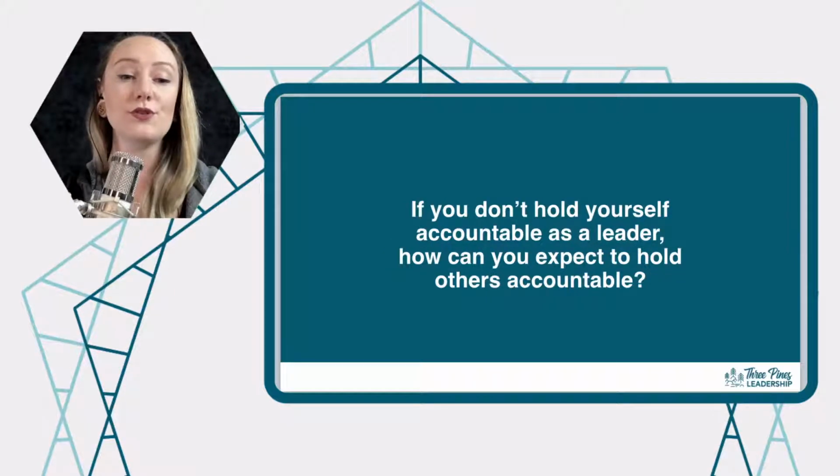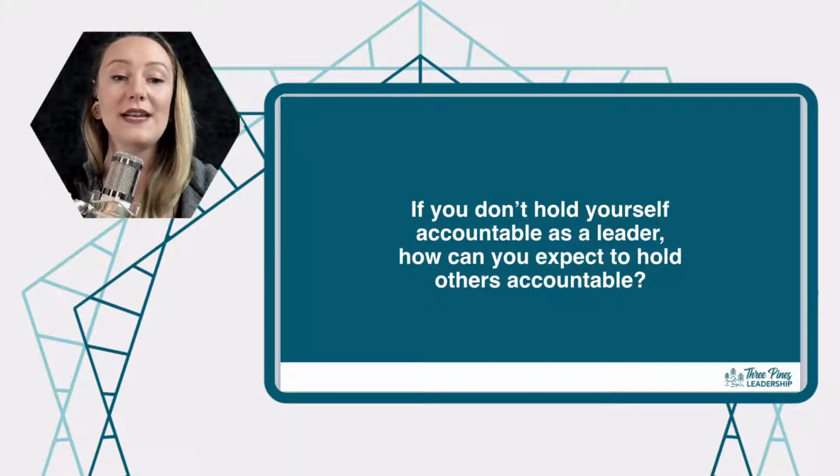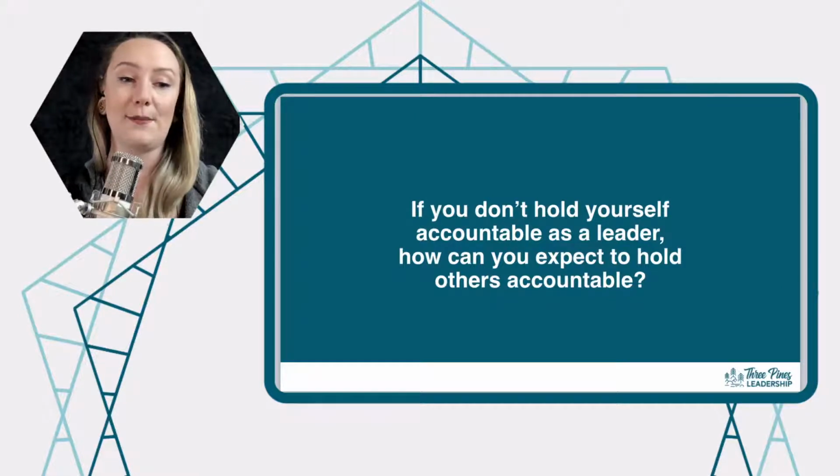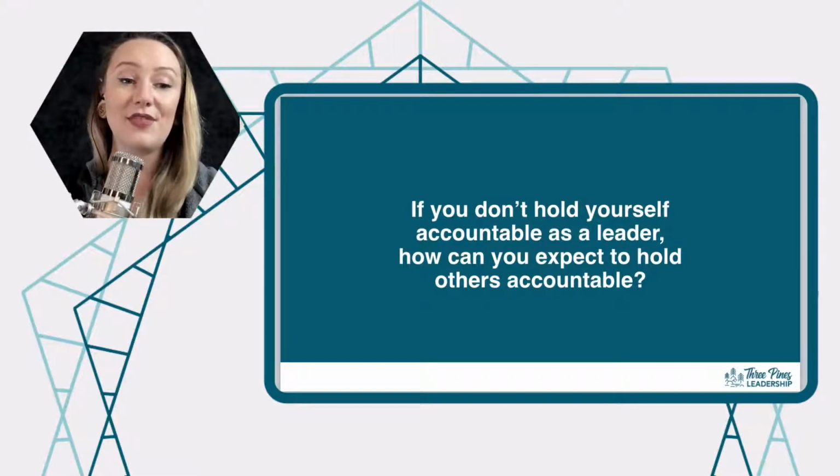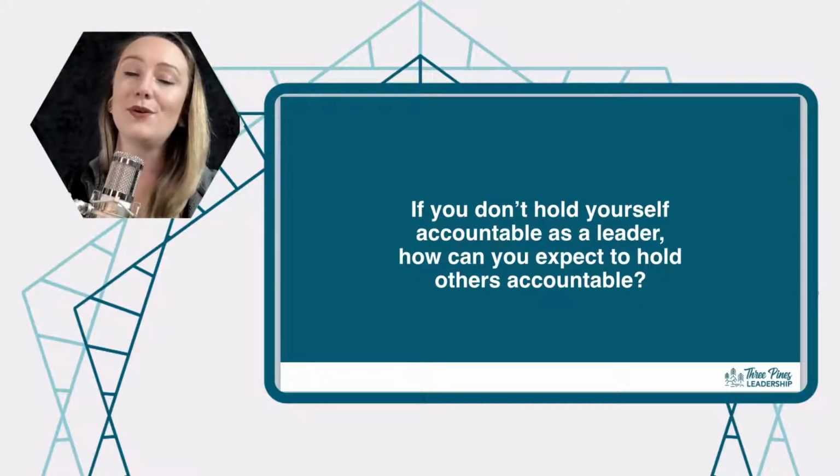If you don't hold yourself accountable as a leader, how can you expect to hold others accountable? If you aren't willing to set a high bar for yourself, how can you set a high bar for those on your team? The reality is that your followers will never rise higher than you. They will look to you to follow your example. And if they see you consistently blaming others and refusing to be accountable, they'll do the same thing. Work hard to hold yourself accountable, and your team will do the same.